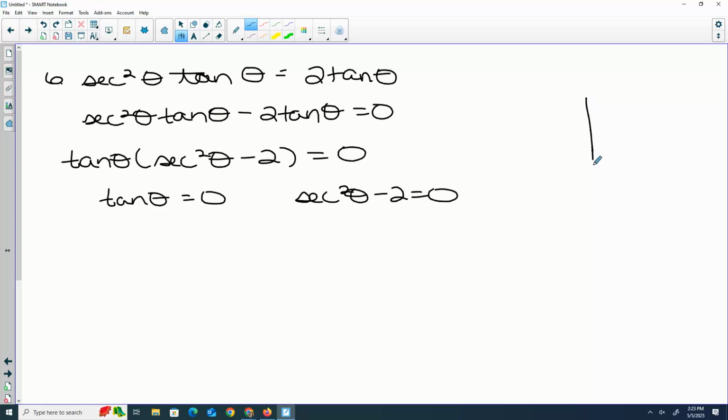If tangent is equal to 0, think about your unit circle. Tangent's y over x, so if that's 0, that means y is 0. So that happens at 0 and pi.